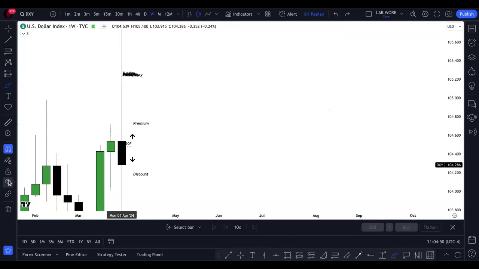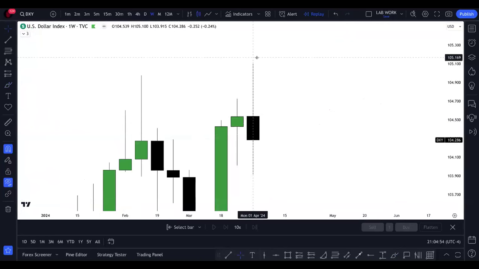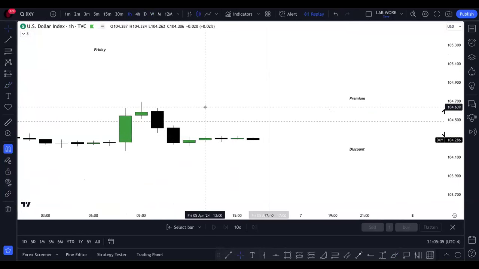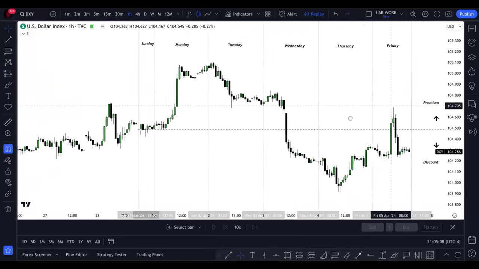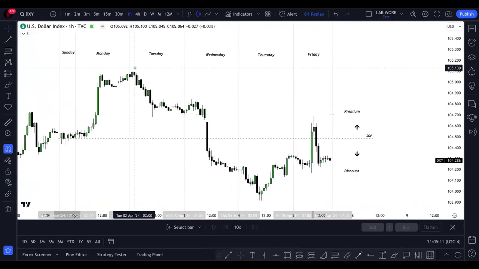Look at what you're seeing here. Price is running up and then going short. That's that Tuesday high. That's that Thursday low. And that's that Friday pullback. Going hourly again. Look at it. Same thing. Tuesday high up, Thursday low, Friday pullback. That's what we saw. Very classic week you would like to trade.